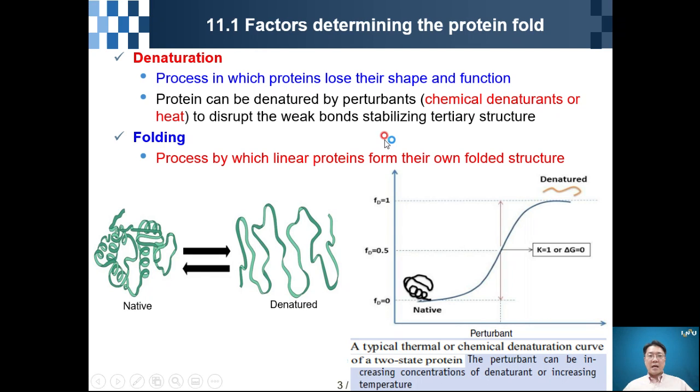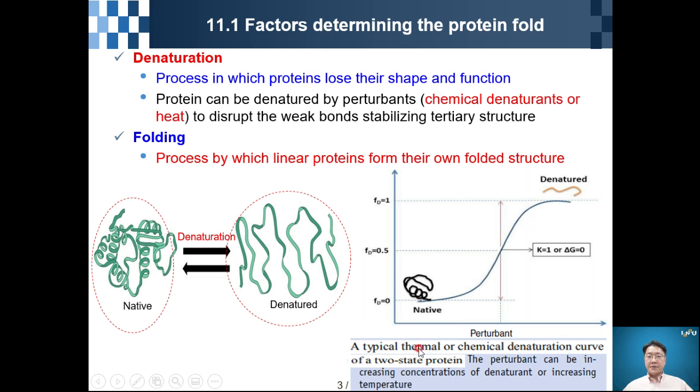Okay, so in this slide, I will explain the first subject, factors determining the protein fold. First of all, I will explain two important terminologies, denaturation and folding. Denaturation means a process in which proteins lose their shape and function. So this is protein in native structure. Denaturation means a process in which proteins lose their shape and finally they will lose their function. So this is the denaturation.